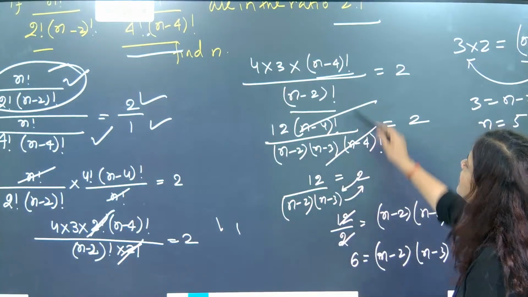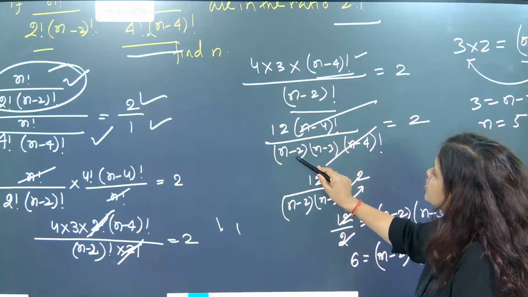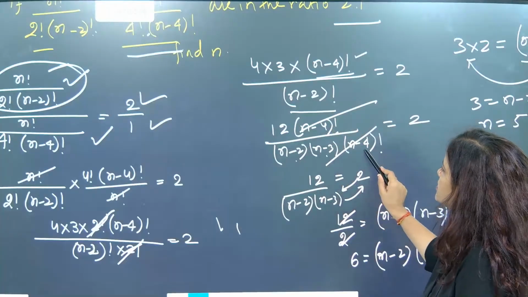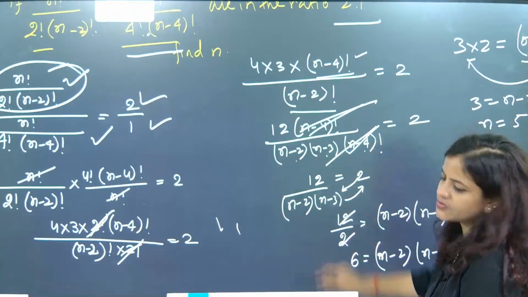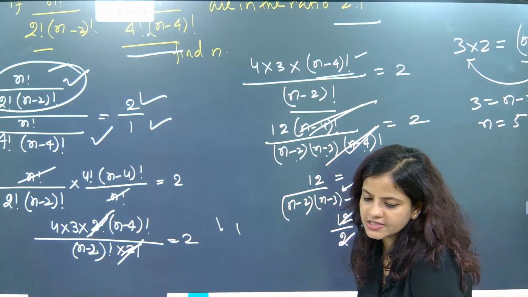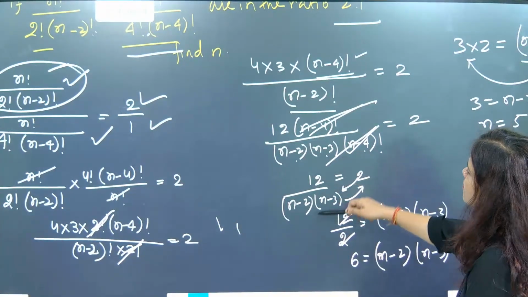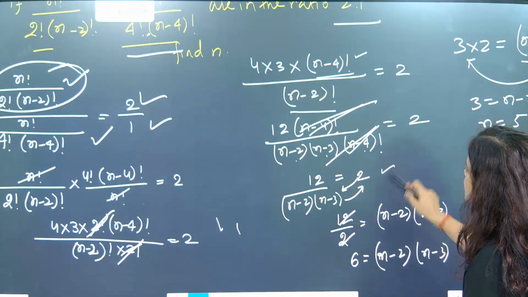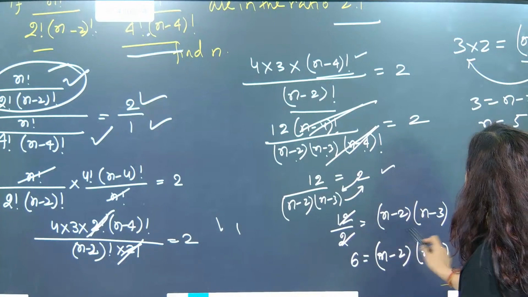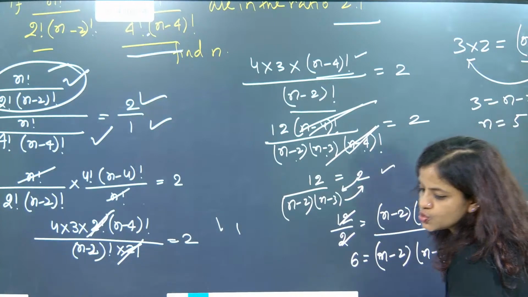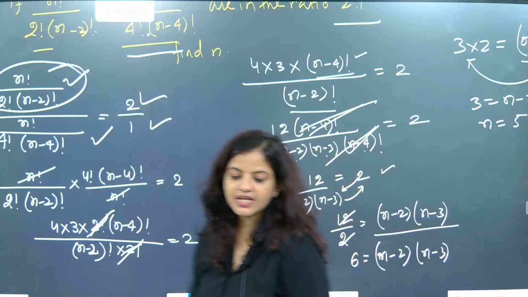So here (n minus 4) factorial, n minus 2 is bigger, so we will write n minus 2, n minus 3, n minus 4. And then only n minus 4 and n minus 4 will get cancelled. So once you are writing (n minus 4) factorial, then 12 by (n minus 2)(n minus 3) equal to 2. So now beta, 12 by 2 is equal to (n minus 3)(n minus 2). And with that only we will cancel and solve.